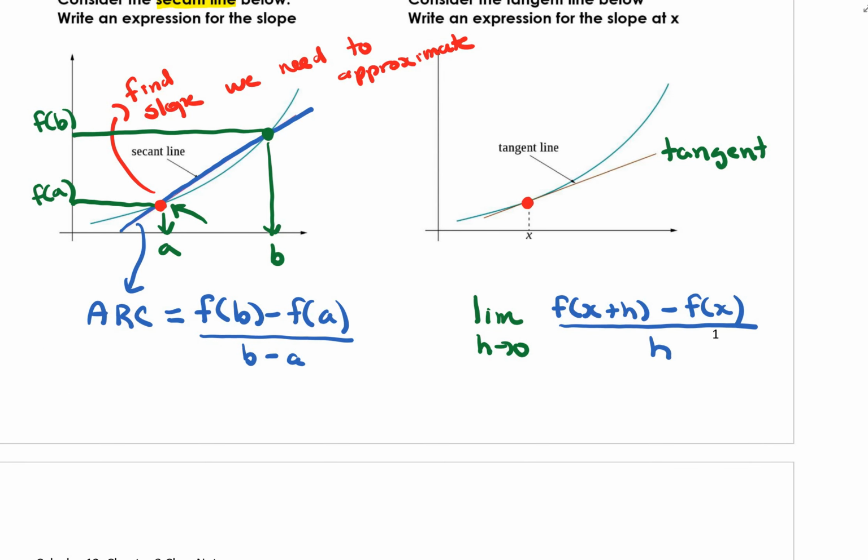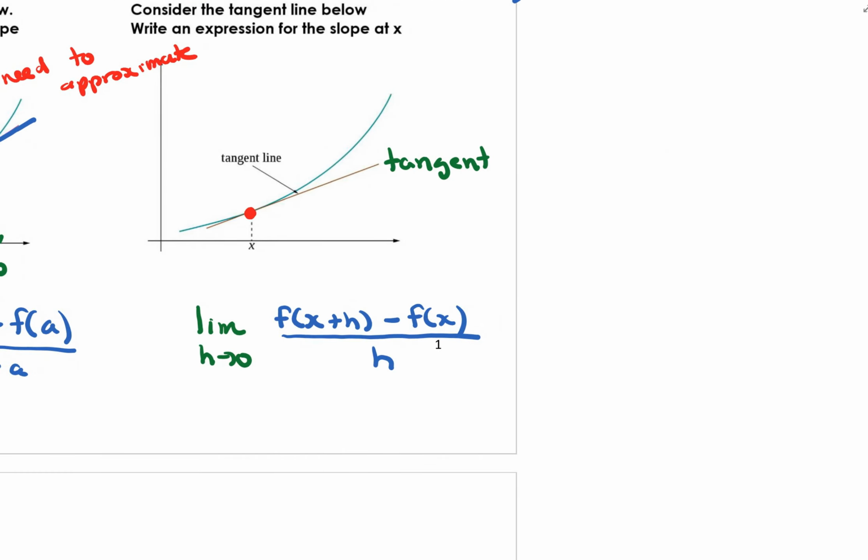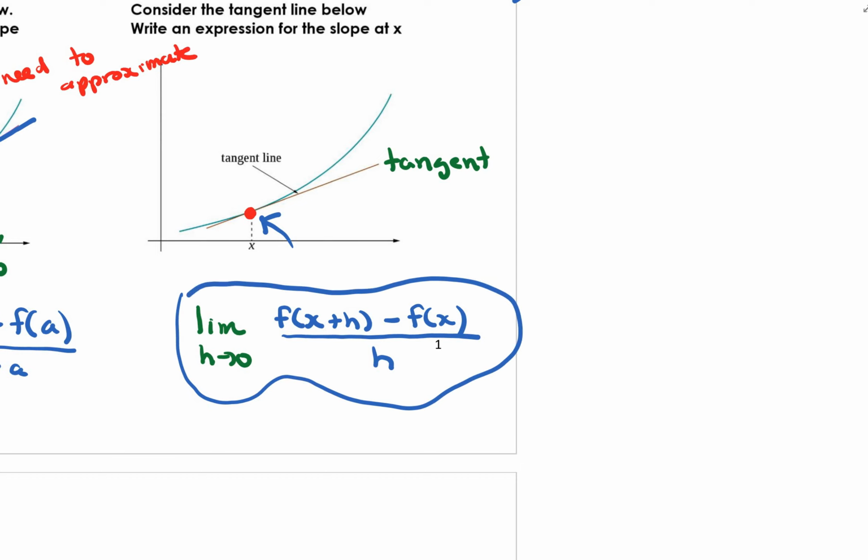One gives you an approximation of the slope at a particular point, and this new idea gives you the exact slope at this particular point using this new expression right here, and this is called the definition of the derivative. So this is what lesson 3 is all about. Chapter 3, lesson number 1 is all about the definition of the derivative.